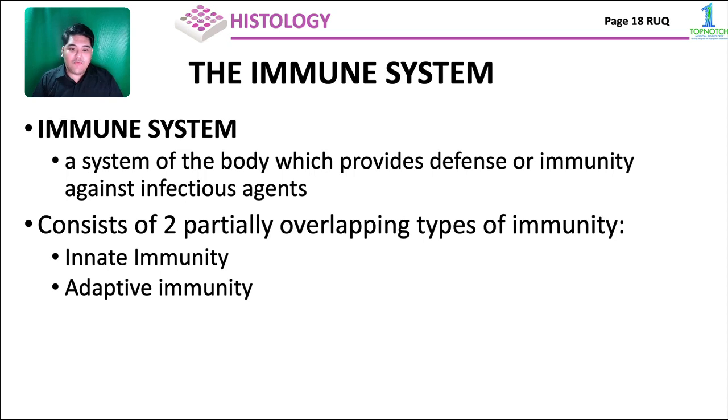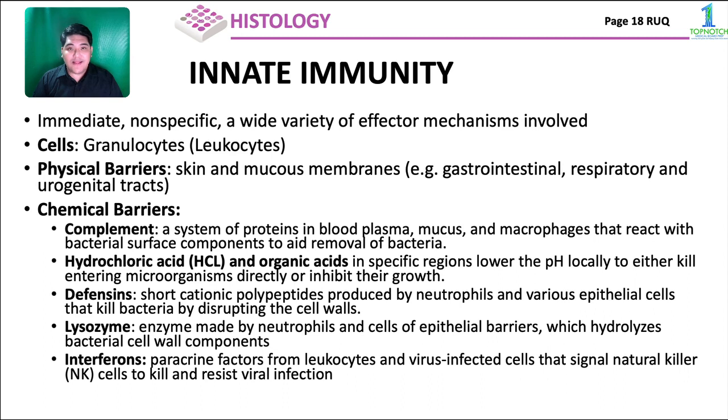So, we have two overlapping types of immunity, your innate immunity and your adaptive immunity. Okay, so ang innate immunity, it is immediate, non-specific, a wide variety of effector mechanisms involved. So ang cells mo usually is the granulocytes, again, which are your basophils, eosinophils, and neutrophils. Ang innate immunity natin, so it is non-specific.